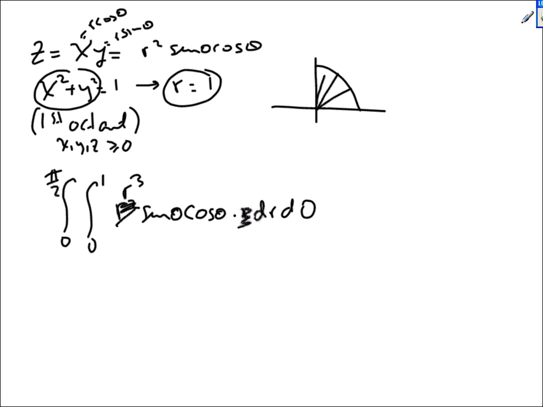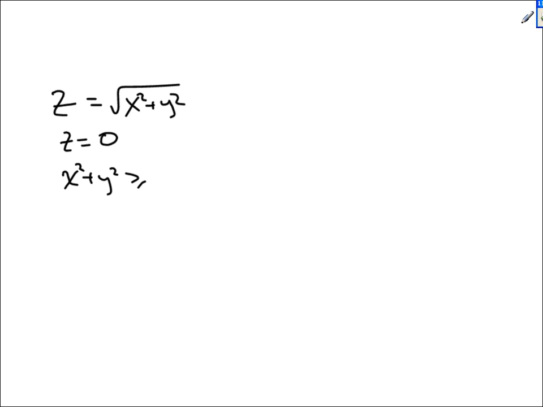Okay, let's do one more. Use a double integral in polar coordinates to find the volume of the solid bounded by the graphs of these equations. z is equal to the square root of x squared plus y squared, z is equal to 0, and x squared plus y squared is bigger than 4, and also x squared plus y squared is less than, it's a good number, 16.